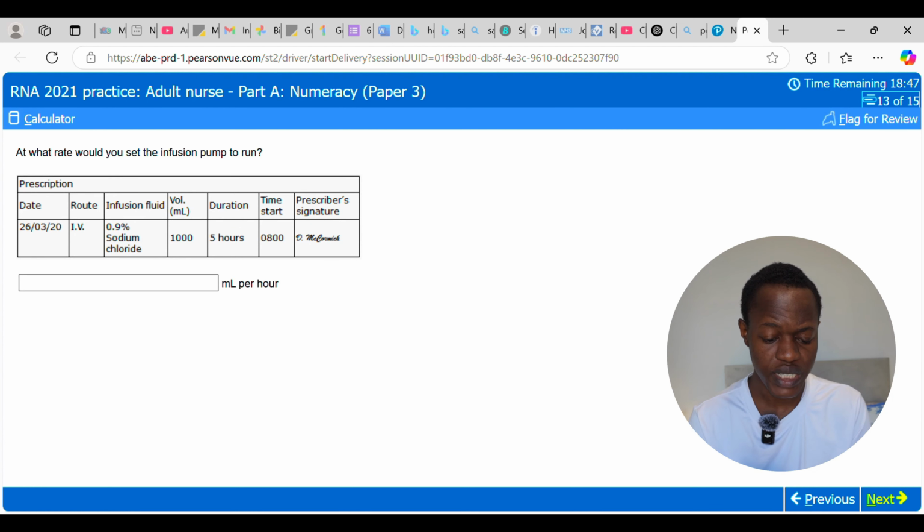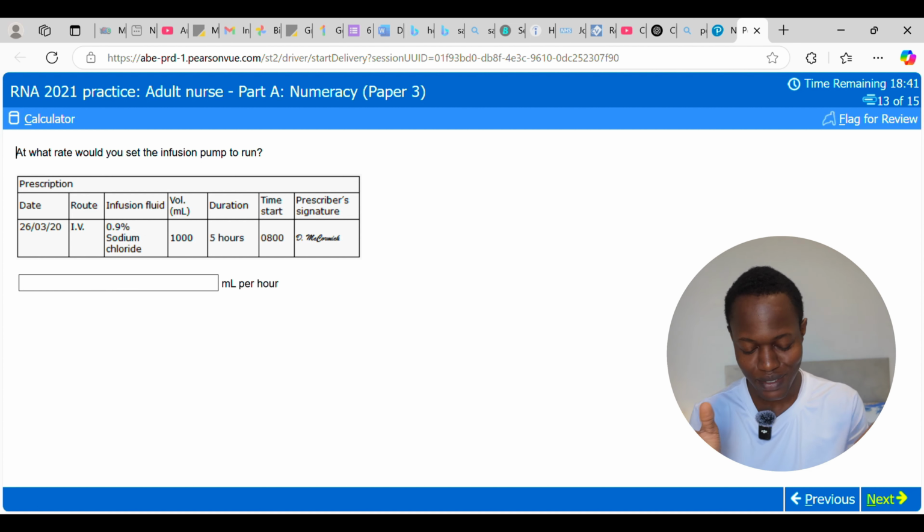At what rate would you set the infusion pump to run? 1000 divided by 5. I don't need to calculate that one, you know it's 200.